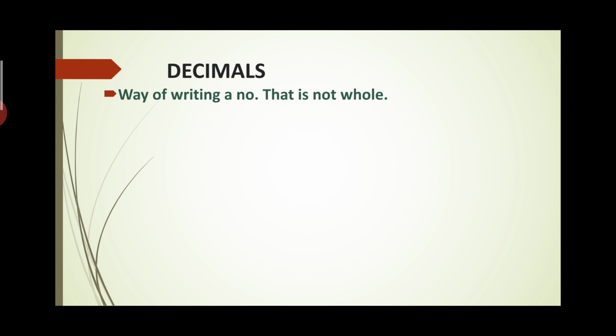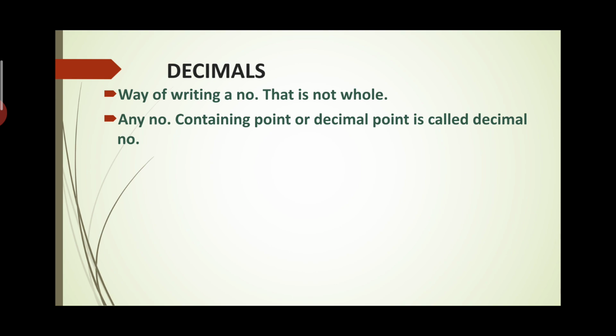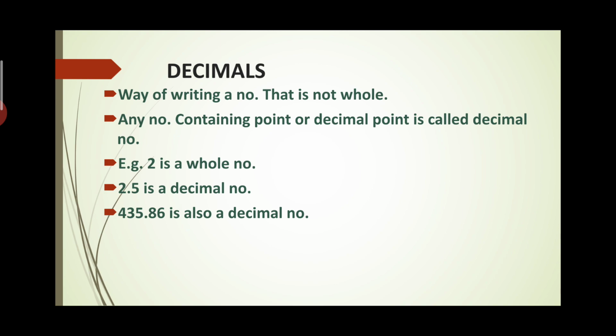What do you mean by decimals? It is a way of writing a number that is not a whole, or we can say any number containing a point or decimal point in it is known as a decimal number. For example, 2 is a whole number, and you can see 2.5 contains a point in it, so it is known as a decimal number. Also, 435.86 is also a decimal number.